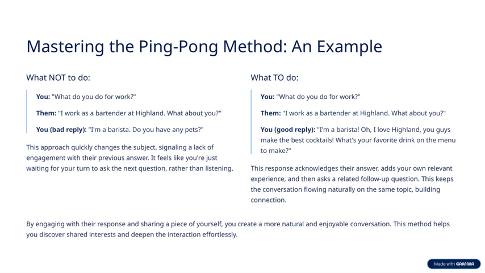What to do. You: What do you do for work? Them: I work as a bartender at Highland. What about you? You, good reply: I'm a barista. Oh, I love Highland, you guys make the best cocktails. What's your favorite drink on the menu to make? This response acknowledges their answer, adds your own relevant experience, and then asks a related follow-up question. This keeps the conversation flowing naturally on the same topic, building connection.